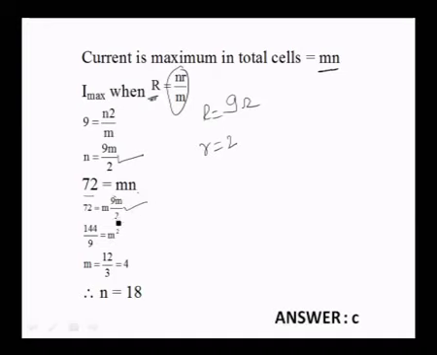We get, because of cross multiplication, 72 into 2 is 144, this 9 is shifted over here, 144 divided by 9 is equal to m square. Therefore, m is equal to 12 divided by 3, that is equal to 4. Therefore, m is 4 and n is equal to 8. It means that n number of cells are connected in series in m rows. Hence, the correct answer is C.